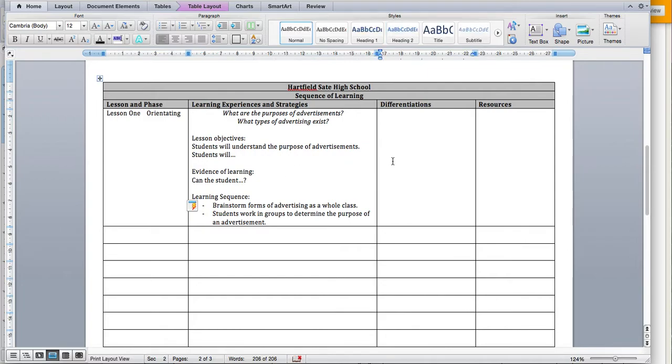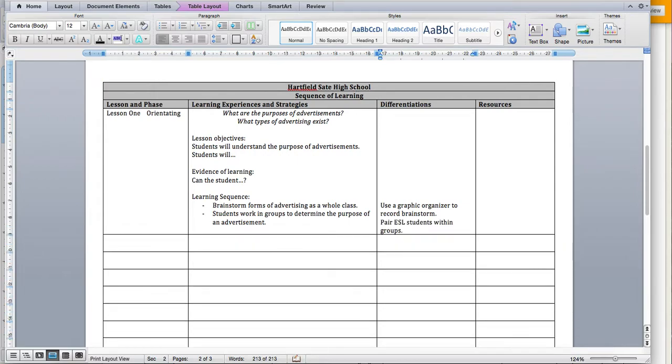Differentiations will be covered in week 2. The resources that you need should come from week 2. It might be something like when we're brainstorming as a class, we'll use a graphic organizer to record the brainstorm. When they're in groups, we might say pair ESL students within groups. So make sure that there's a couple of ESL students working together. They can help each other out.